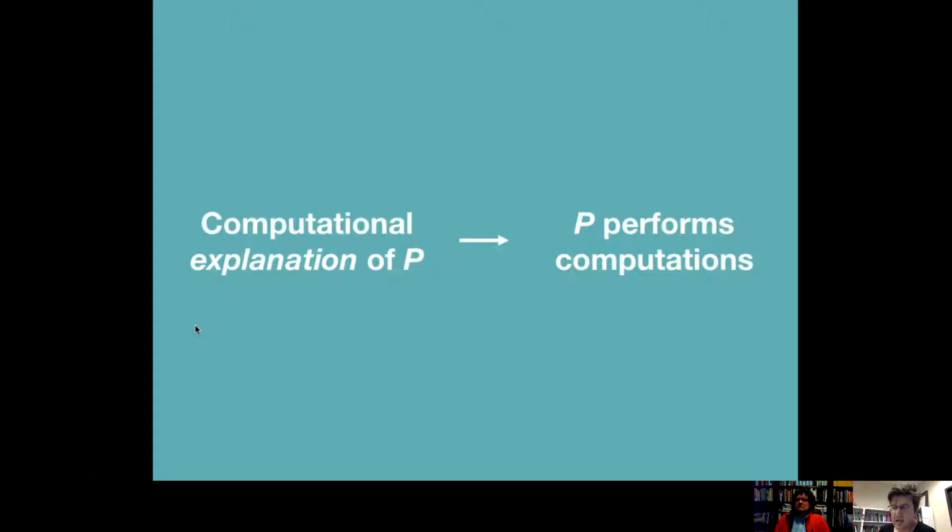The idea is that we're not just simulating brains, we're trying to figure out what computations the brain performs. So that's a much stronger claim. And so that's one of the claims that I'm interested in. What could that mean to say that some phenomenon literally performs computations?